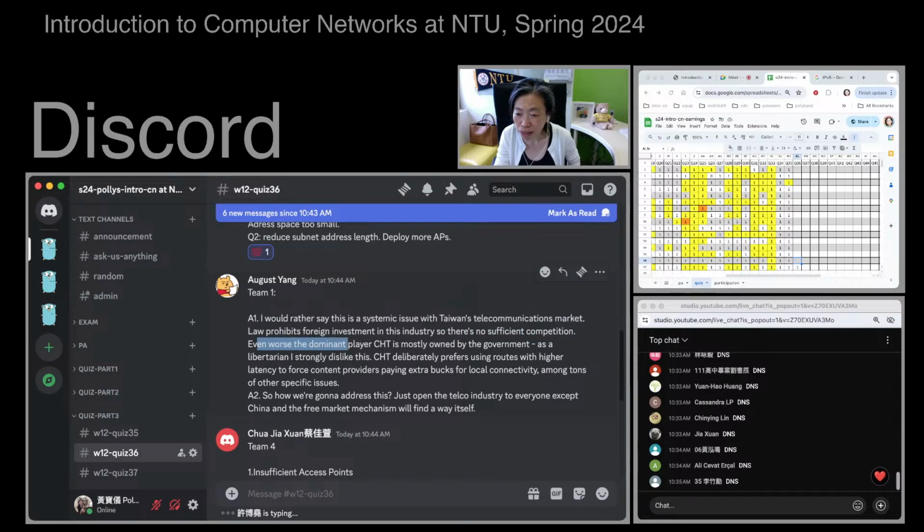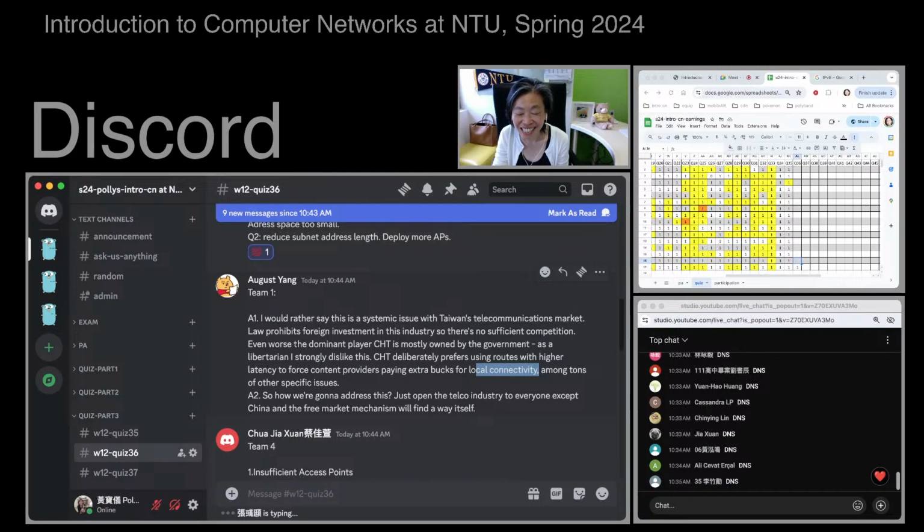Even worse, the dominant player, CHT, the Zhonghua Telecom, is still much owned by the government. Libertarian, I strongly dislike this, okay. Yes, you are entitled to think so. Okay, and Zhonghua Telecom deliberately prefers using routes with higher latency to force content providers paying extra bucks for local connectivities. You know what? That is a little bit sad, but true.